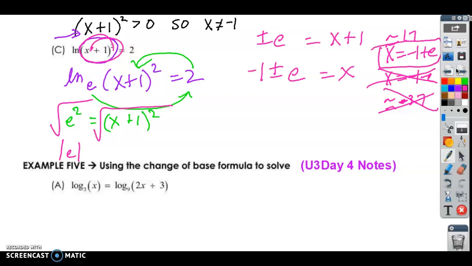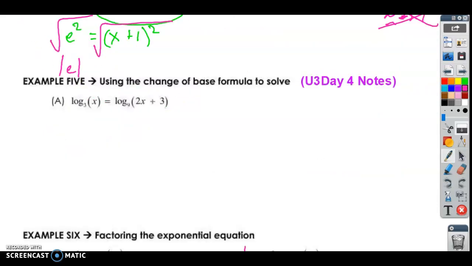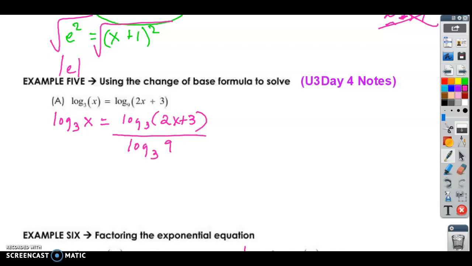Example 5. Okay, so they're asking you to use the change of base formula, which you're not going to use very often, but it's nice to have it in your toolbox. So if I rewrite this base of 9 as a 3, I write log base 3 of x equals log base 3 of 2x plus 3 over log base 3 of the original base, 9. That's an actual number, right? Because 3 to the what power equals 9? We know that's going to be squared.